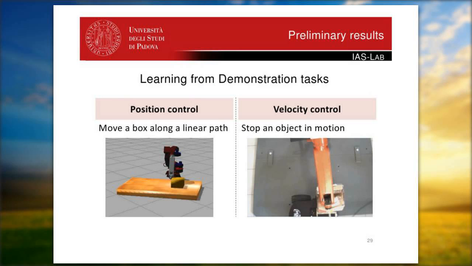In the position control, we move the box along a linear path, and the robot moves in the same way both in simulation and in the real world. The other is the velocity controller. In this task, the robot has to stop an object in motion in front of it.